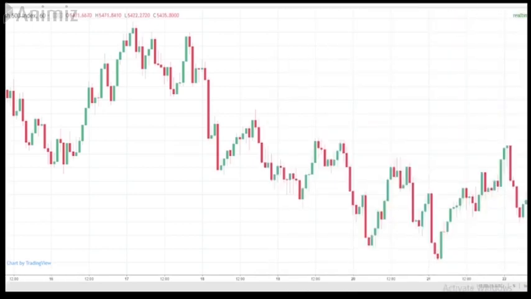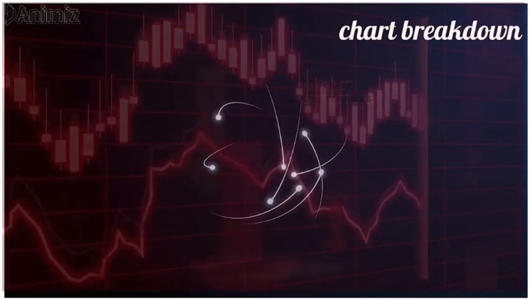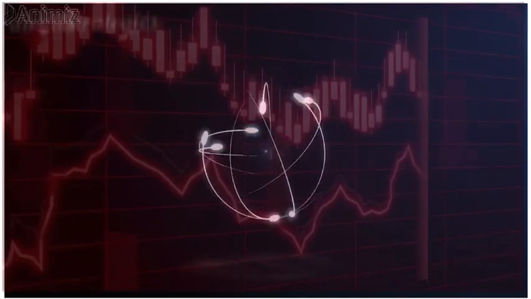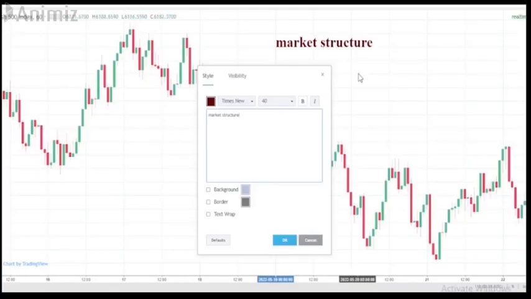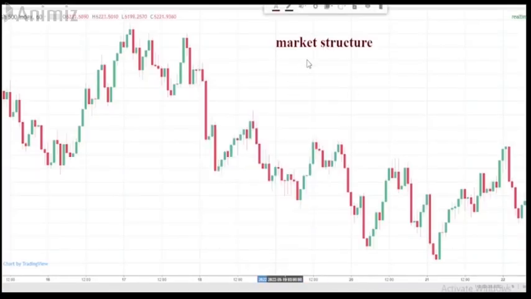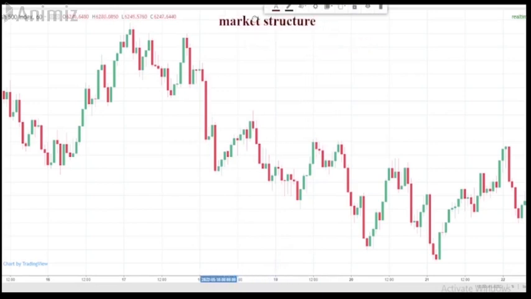So the first thing is that we are going to be looking at the market structure. Market structure is the topic of this section, what we'll be covering here.